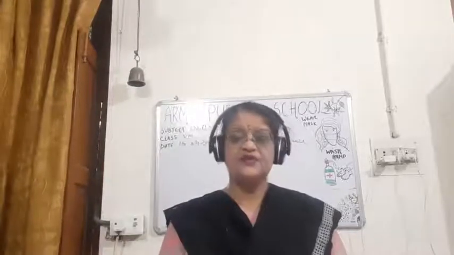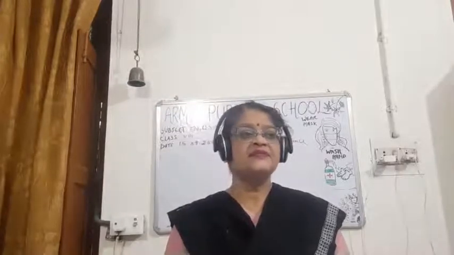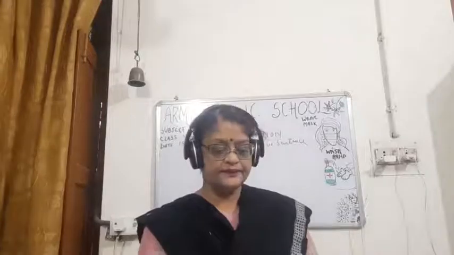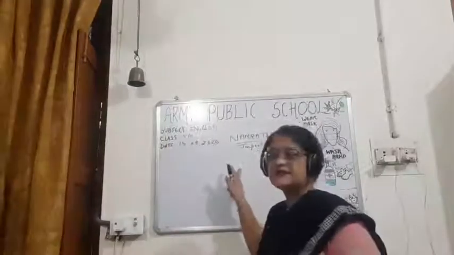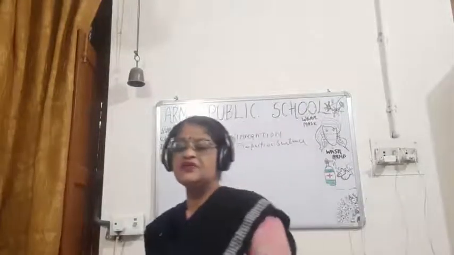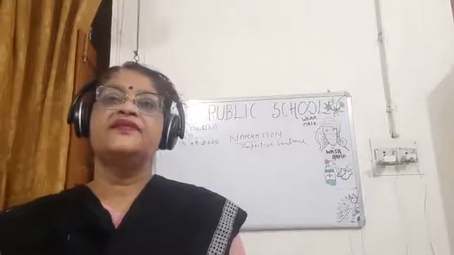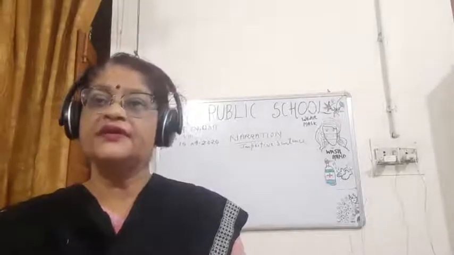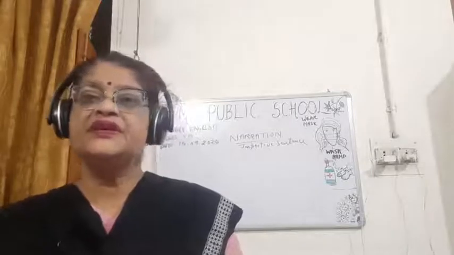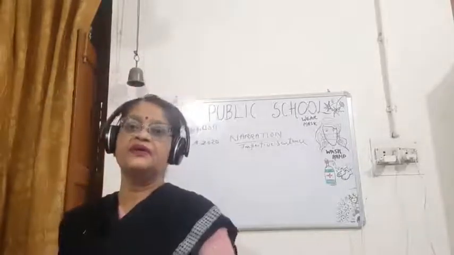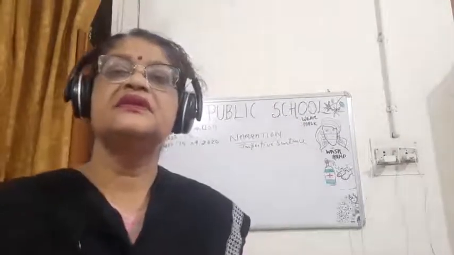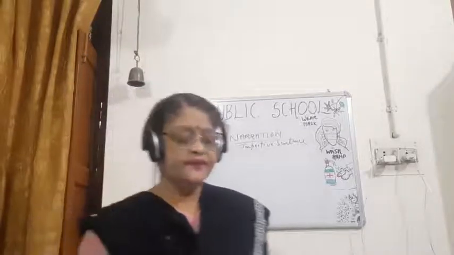Now, children, today I am going to do a new sentence pattern with you, and that is the imperative sentence. So children, what is an imperative sentence first? Imperative sentences are those sentences from which we come to know whether the sentence is related to an order, or a sentence that tells us about a request or command, or all these things. So these are imperative sentences.